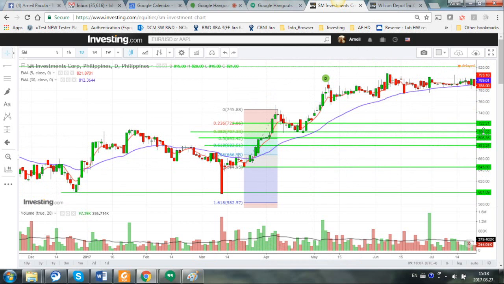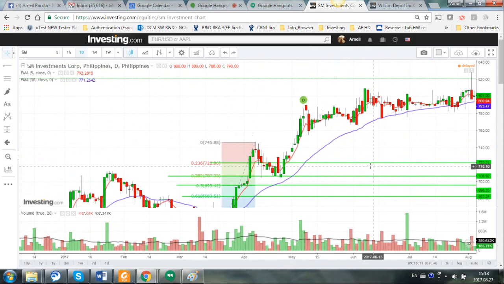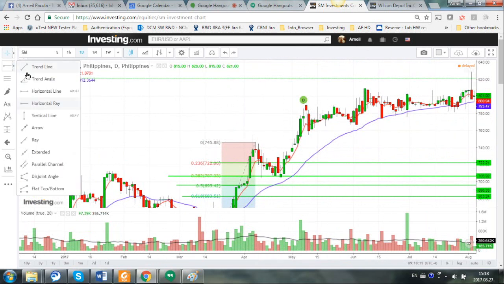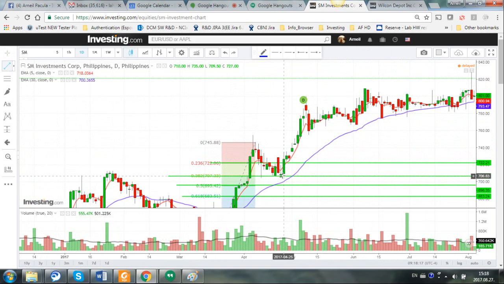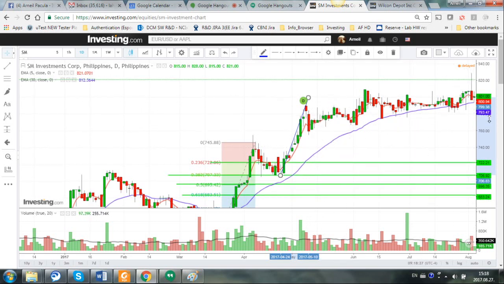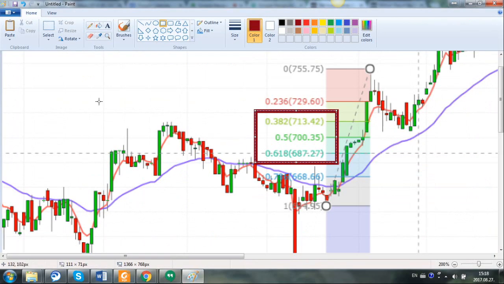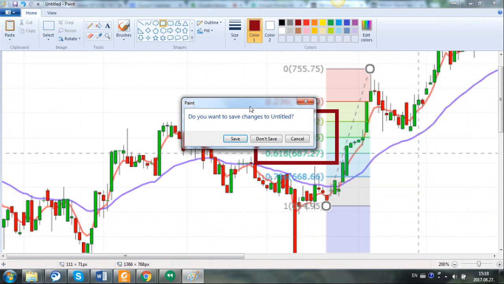Pero, yung Fibonacci retracement, hindi mo malalaman kung nag-retrace siya hanggang saan siya aabot. Hindi mo malalaman yan kay Fibonacci retracement kung hanggang saan yung target niya na price before siya mag-bounce down. You can use that, you can find that out using extension. So, okay.